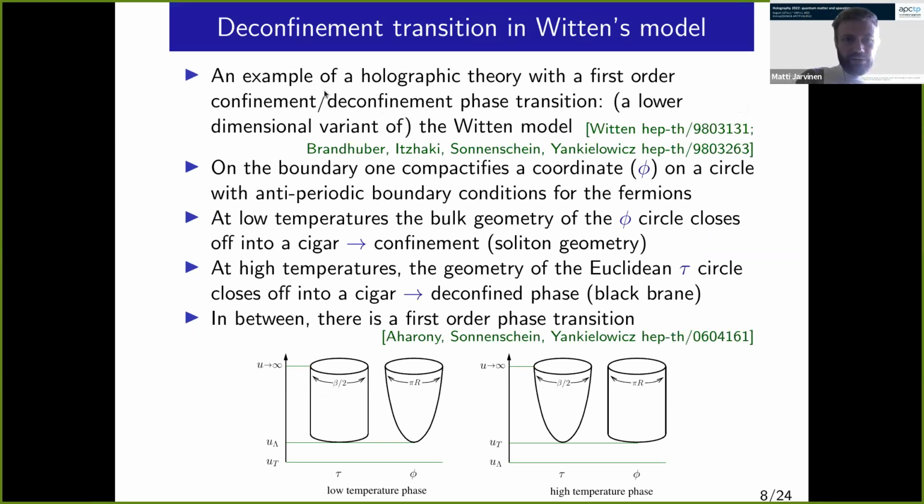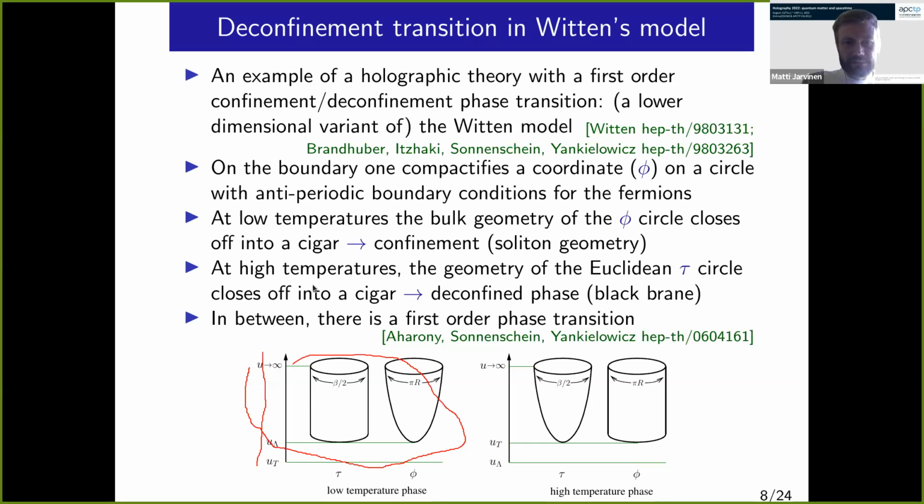One of the basic examples of a holographic theory with a first order phase transition is the Witten model. We will actually be using a lower dimensional variant of this Witten model. The basic idea is that you take a theory with one extra spatial direction, and then you compactify it on a circle with antiperiodic boundary conditions for the fermions. At low temperature, you expect that the bulk geometry is such that this compactified circle closes off into a cigar in the holographic direction, as I sketch here on the left. So this axis here is the holographic coordinate, and in the phi direction, you have this cigar geometry. This is called the soliton geometry, and this gives rise to confinement on the field theory side.